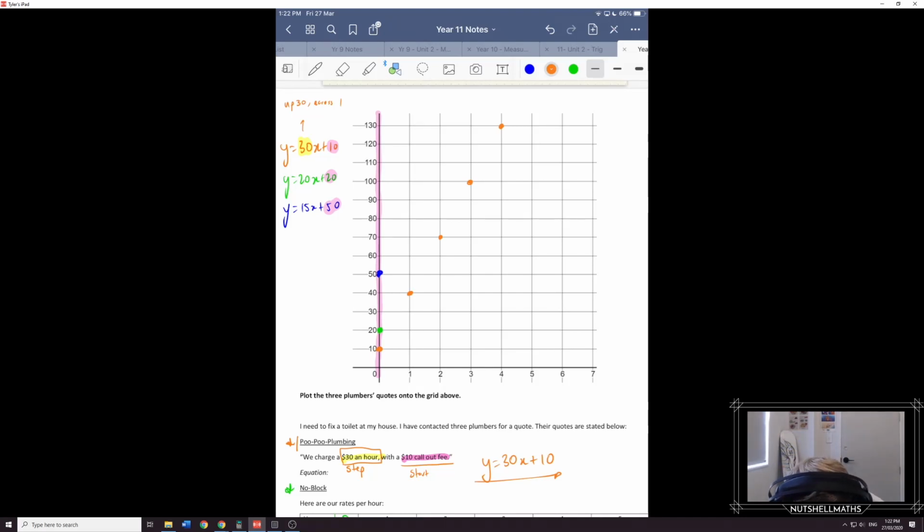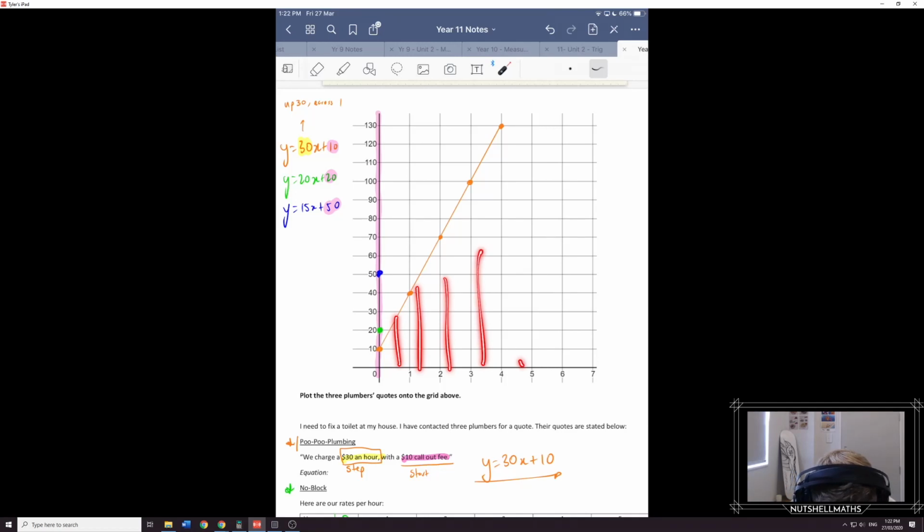So, I can now draw a straight line between all of these points, and that would represent poo-poo plumbing. So now, what is this telling us, right? It's telling us that at any point of time, remember this is time on the x-axis here, at any point of time we could predict how much he's going to charge.